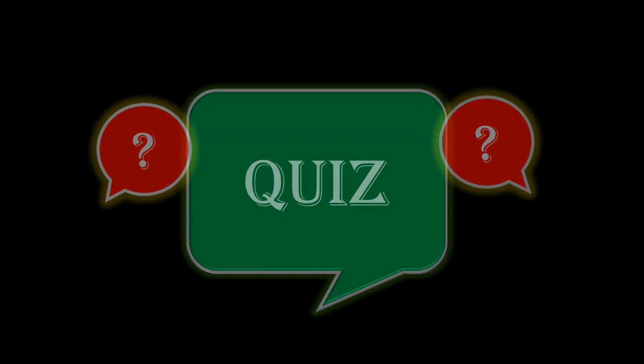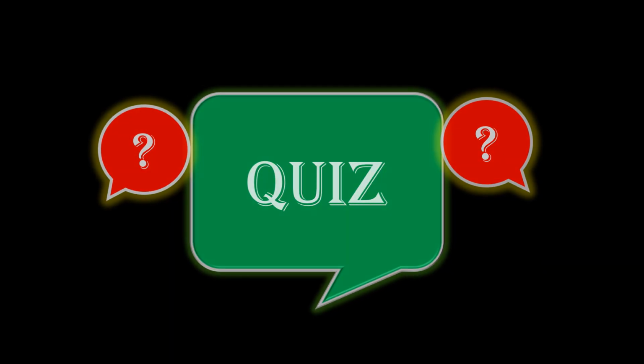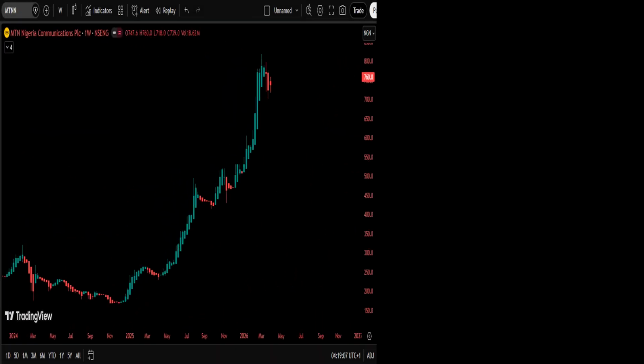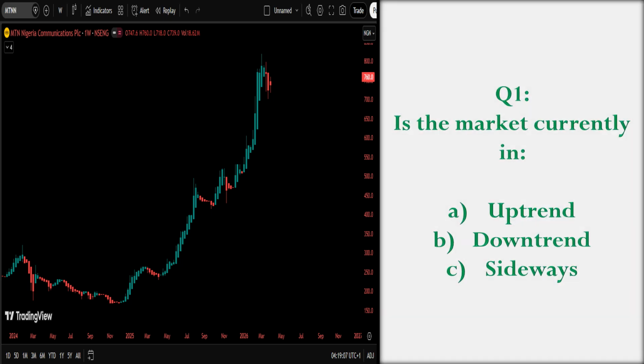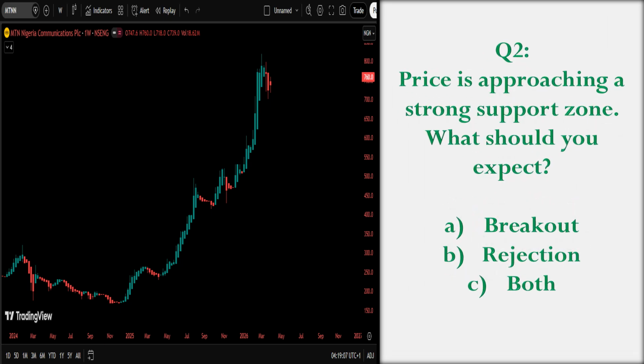Alright, take this quick quiz to test what you learn. Look at this MTN stock chart. Question 1. Is the market currently in an uptrend, downtrend, or sideways market? You can pause the video and comment your answer below. Question 2. Price is approaching a strong support zone. What should you expect? Drop your answers in the comments.